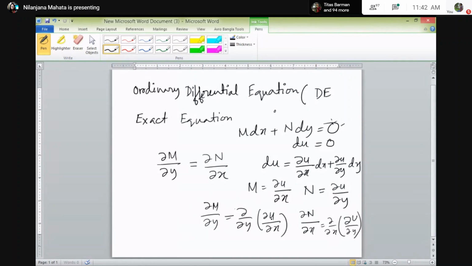Now, if this is continuous, then either way you can differentiate, first with respect to x and then y, or first y and then x, the result will be the same. So these two are the same: del y del x, and del x del y. These are the same. So your del m del y is equal to del n del x.